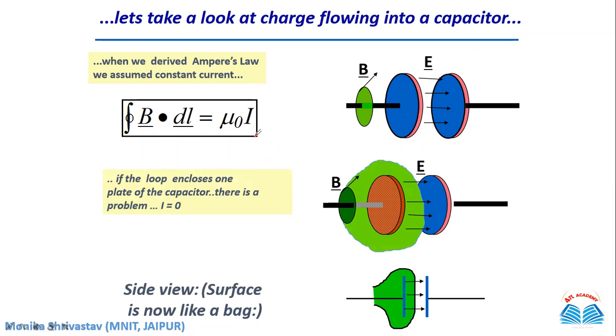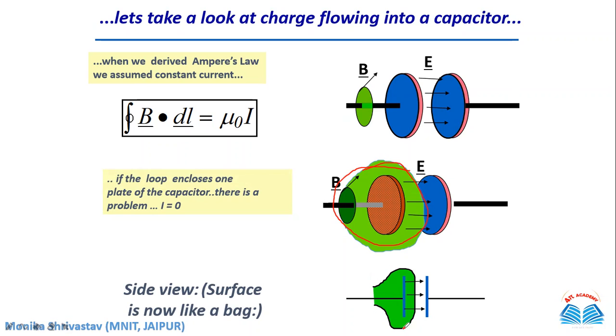If the loop encloses one plate of the capacitor, there is a problem. This was our conventional loop in the first case. But what if it is not our loop? Our loop is this whole light green area, which is enclosing one plate of the parallel plate capacitor. So what will happen? It will look like this. It will not have any symmetry.